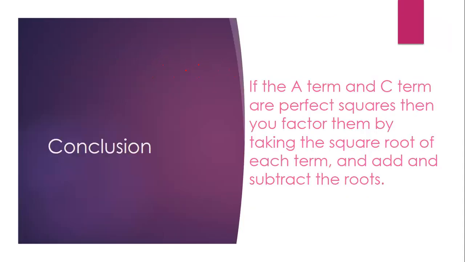So we're going to conclude. So in conclusion, if the A term and C term of what would be a trinomial are perfect squares, then you factor them by taking the square root of each term and add and subtract their roots, okay? So you're taking the square root of each term and adding and subtracting their roots, okay?